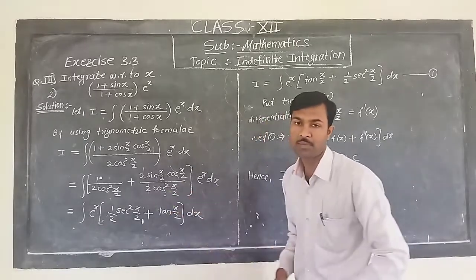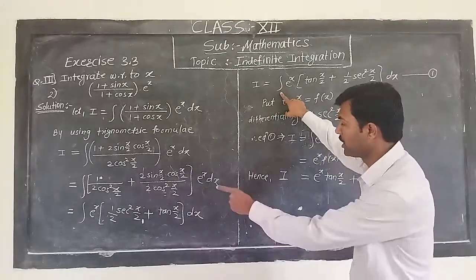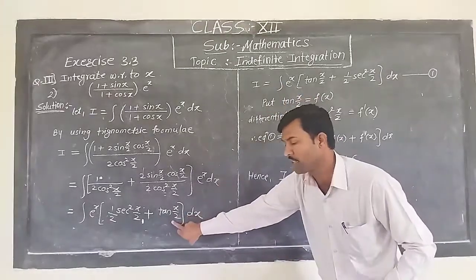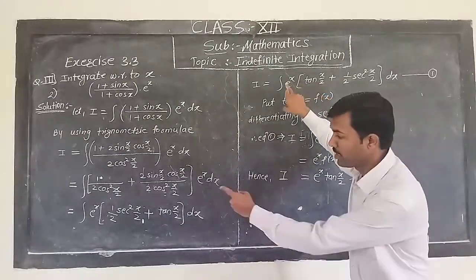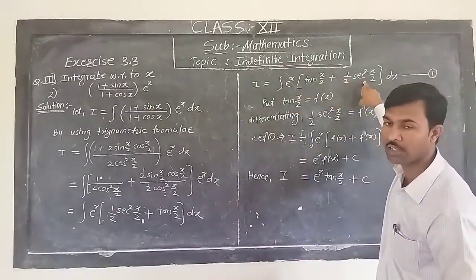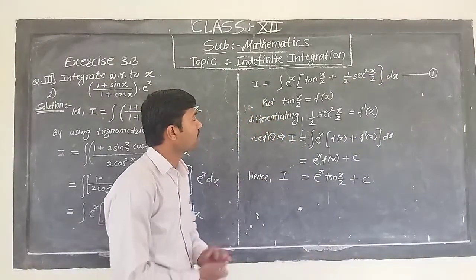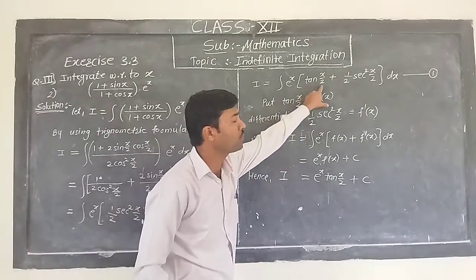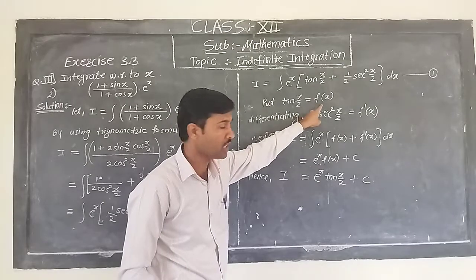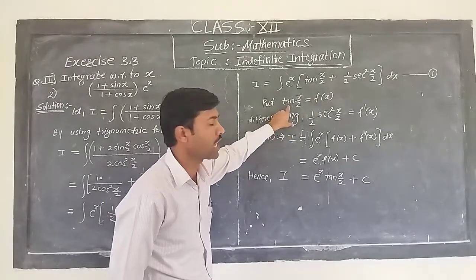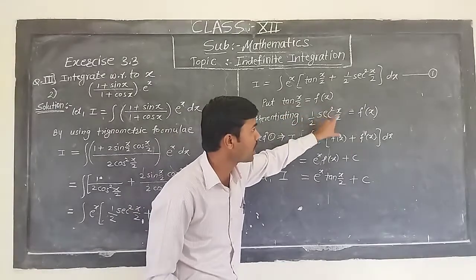I rearrange this term and then I write I is equal to integration of e raised to x into, I write this plus tan x by 2 as the first term, that is tan x by 2, plus the remaining term is 1 by 2 into sec square x by 2 into dx. Now I observe that if I replace this tan x by 2 by f of x, then its derivative will be the derivative of tan, that is sec square x by 2. So I write it here as sec square x by 2.